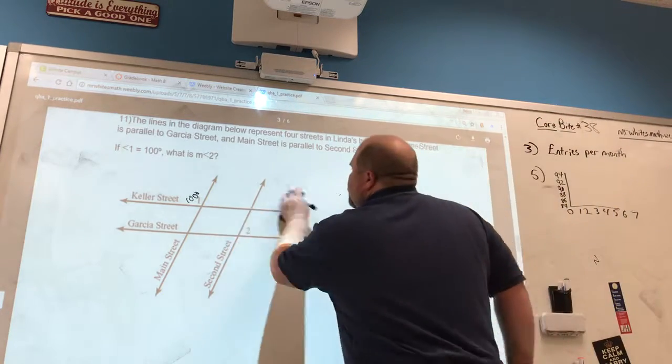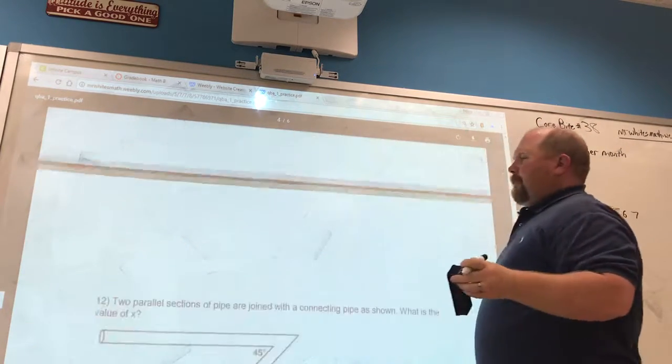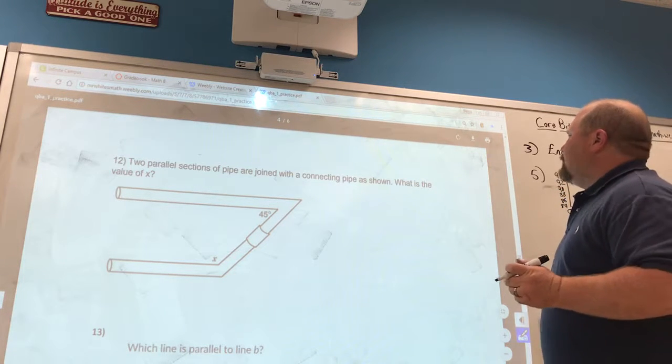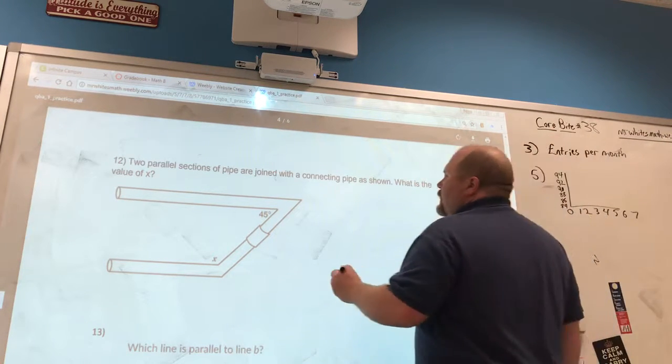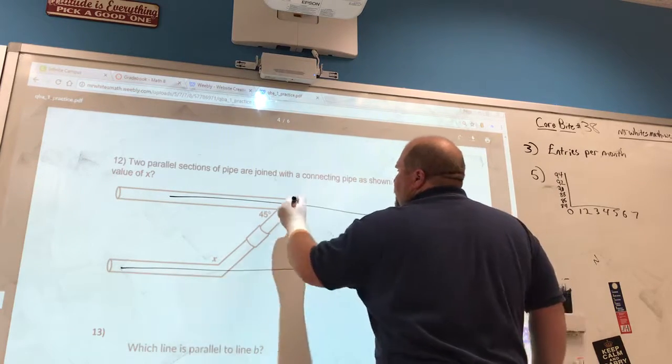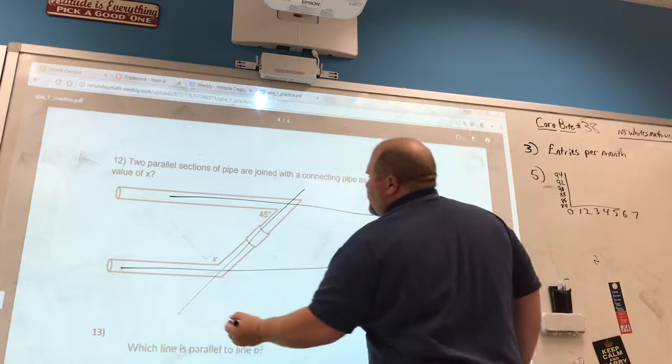All right, problem number 12. Two parallel sections of pipe are joined with a connecting pipe. As shown, what is the value of x? A lot of students fail to notice that this is just a parallel line cut by a transversal. We're very used to these.